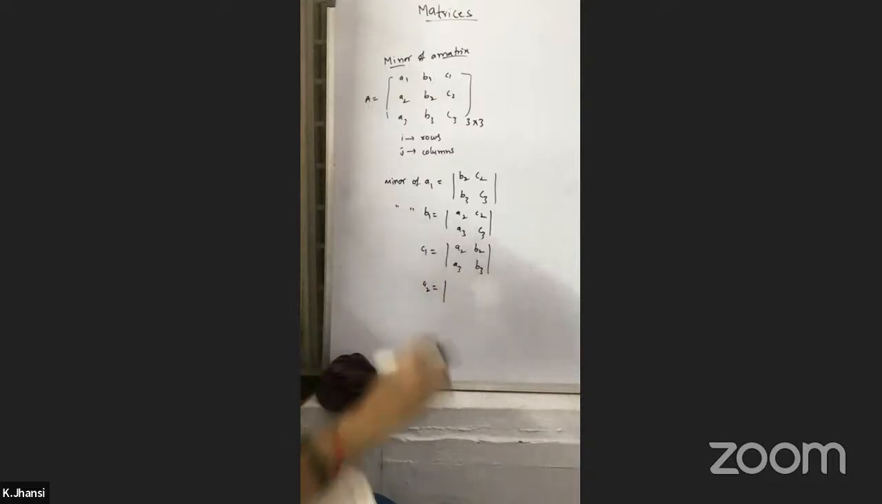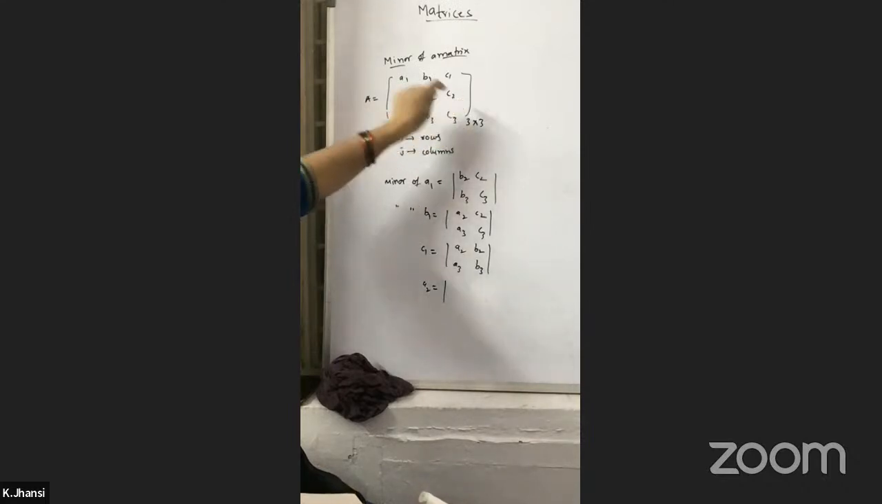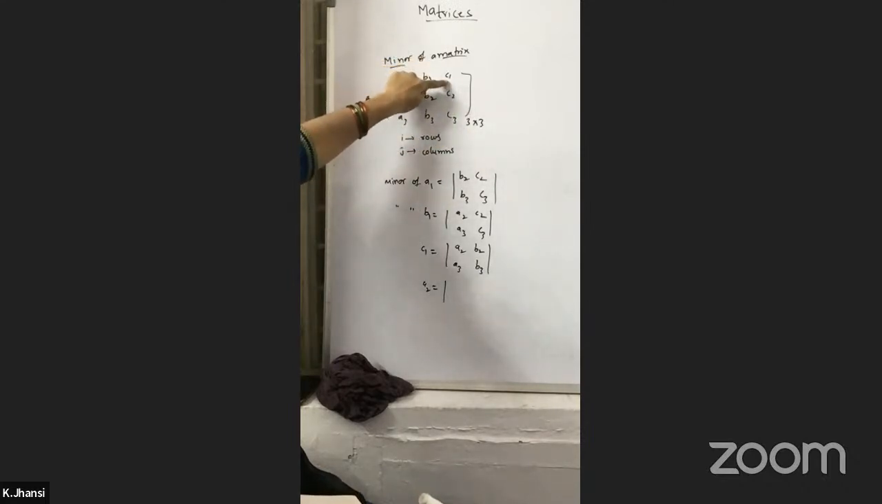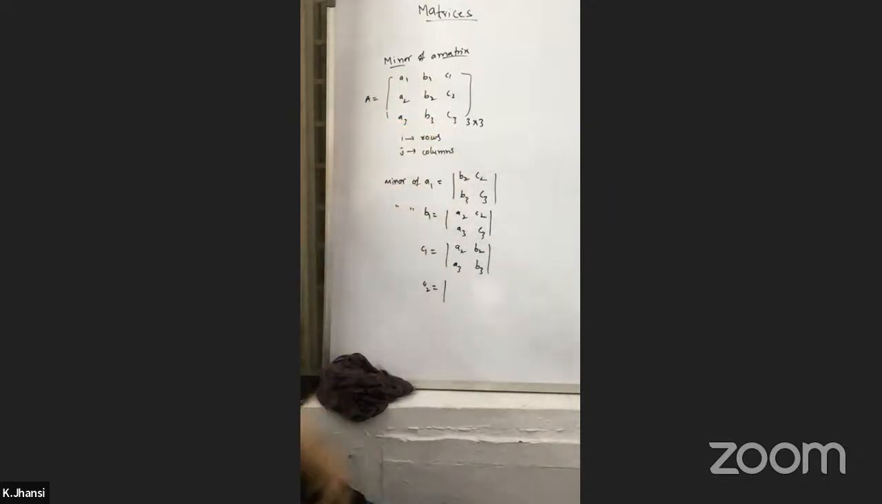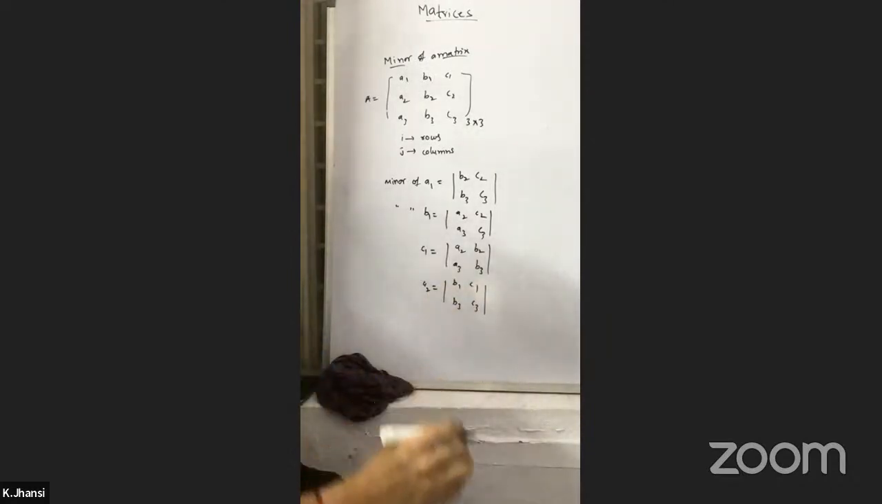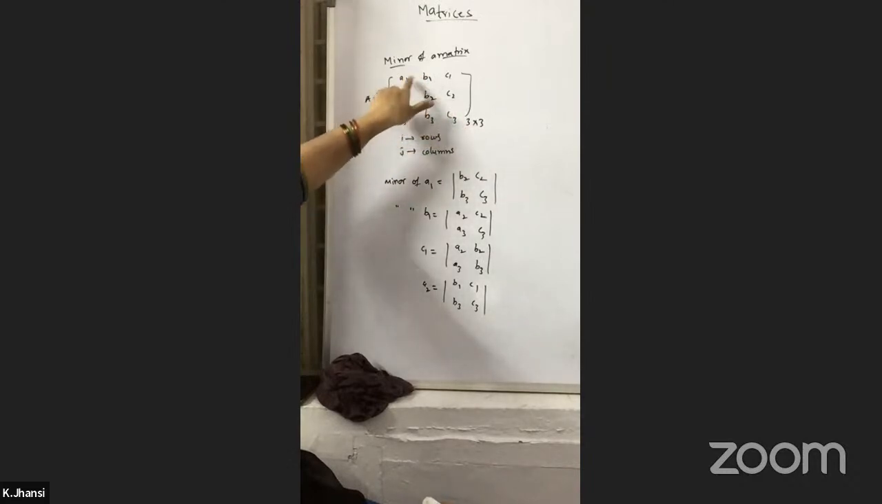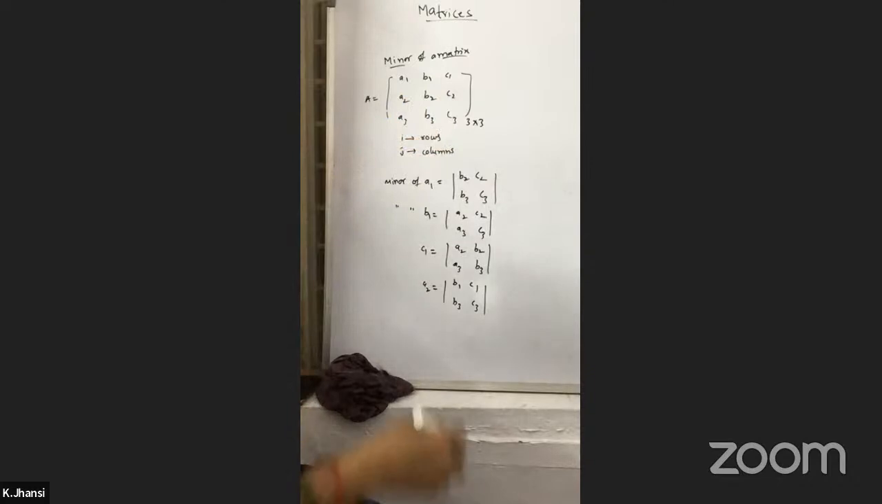A2 is equal to this column, this row. So now what we have? B1, C1, B3, C3. So this is the minor of A2. If we take B2, B2 means this column and this row, then A1, C1, A3, C3.